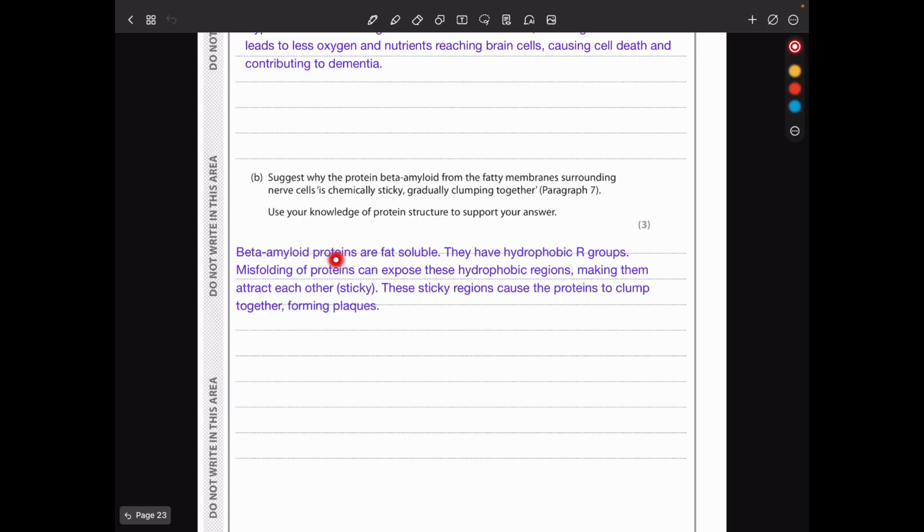So I said beta amyloid proteins are fat soluble, meaning they have hydrophobic R groups. Misfolding of proteins can expose the hydrophobic R regions, making them attract each other, being sticky, and these sticky regions cause proteins to clump together, forming plaques.